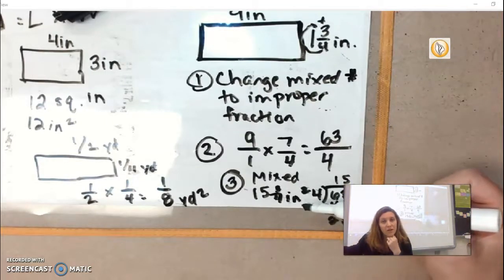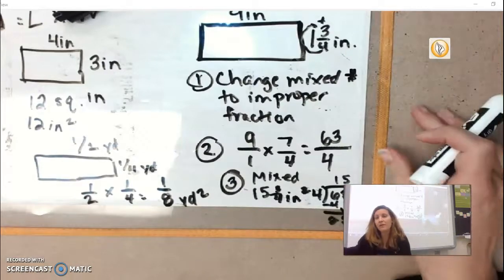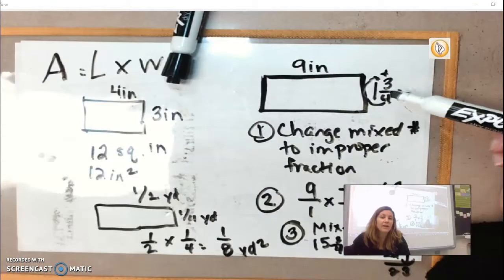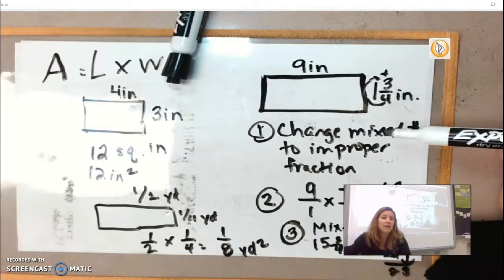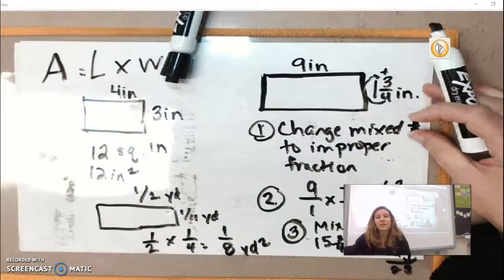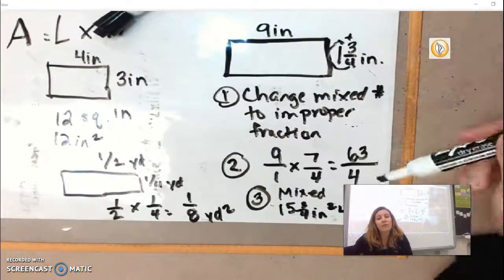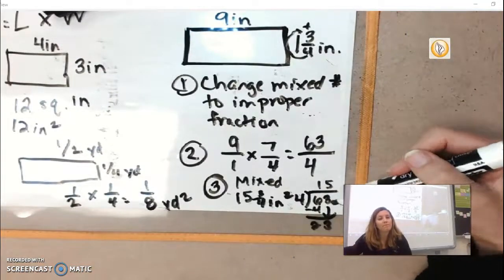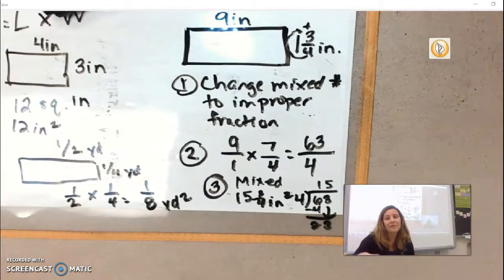Okay. So today you're going to be finding the area of several cell phones, and they are going to be presented in mixed numbers. So you're going to first need to find and change the mixed numbers to improper fractions. Then you'll multiply them, and then you'll divide them to turn them back into a proper mixed number. All right, good luck, mathematicians.